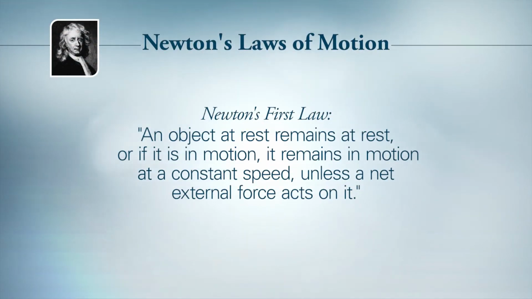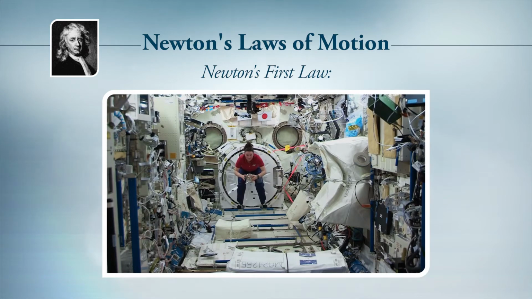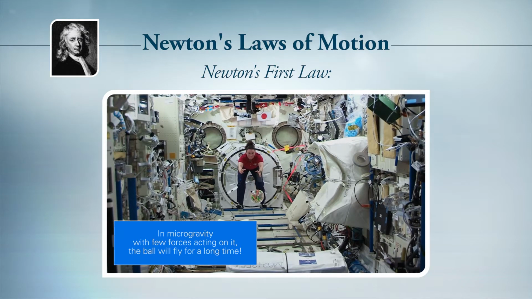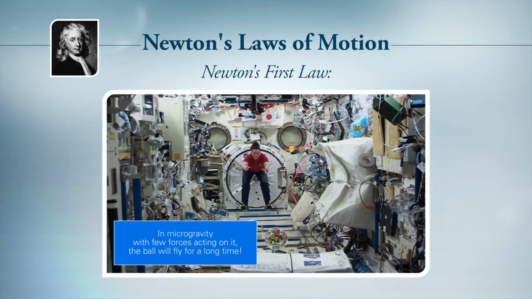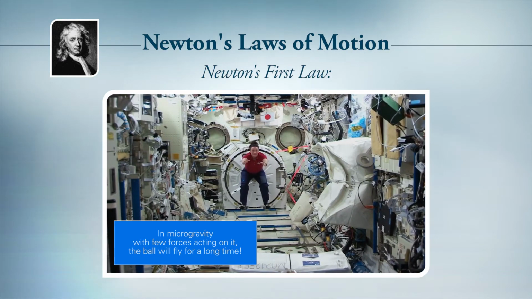Newton's first law states that an object at rest remains at rest, or if it is in motion, it remains in motion until a net external force acts on it. Here you can see a ball filled with candy. The astronaut will drop it and let it float throughout this module of the International Space Station. On Earth, the ball will eventually fall to the ground due to gravity, but in space, with microgravity having an impact on the ball, it will continue on its way for a long time.